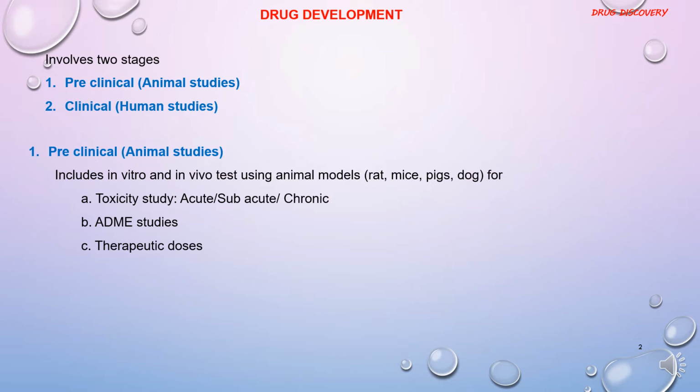The drug development process involves two stages, the preclinical stage and the clinical stage. The preclinical stage includes in vivo and in vitro tests using animal models for studying toxicity, ADME studies, and therapeutic doses.